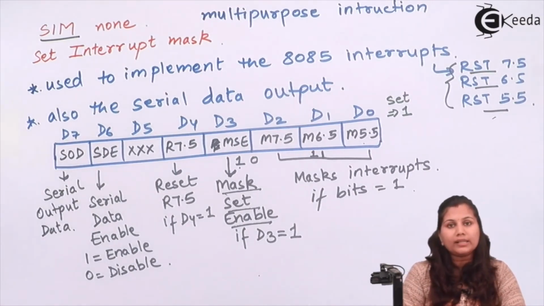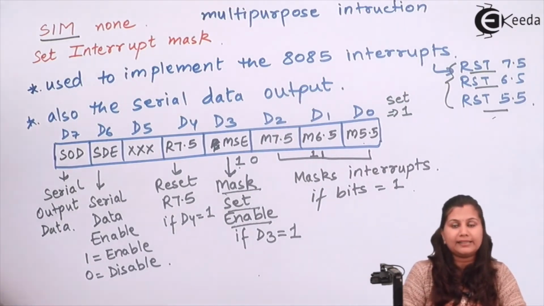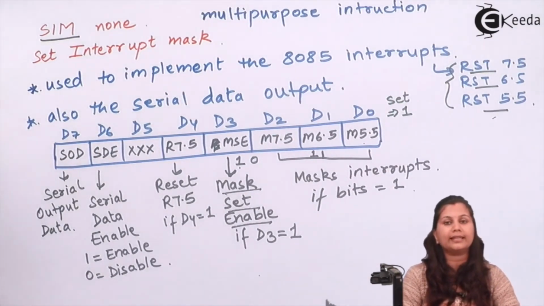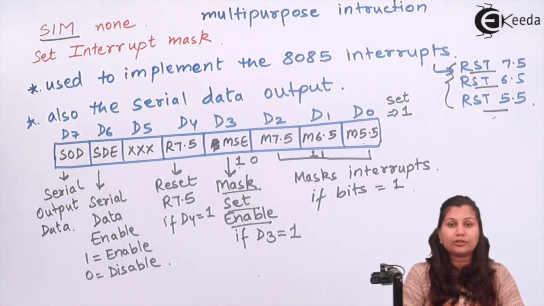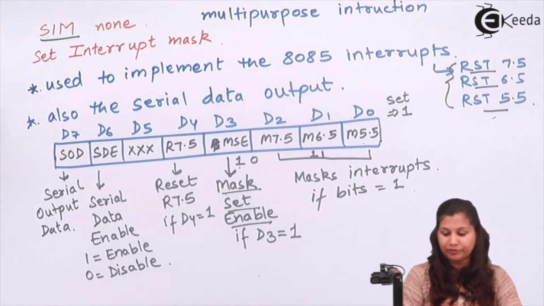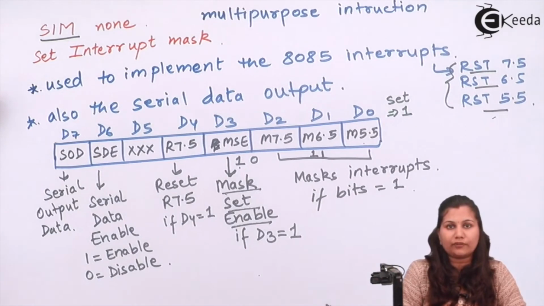So all the instructions in the instruction set of the 8085 we have studied here, and we have divided them into 5 categories: arithmetic instructions, logical instructions, data transfer instructions, control instructions, and branching instructions. So we have studied all the instructions of the 8085, and I hope that you have understood all the instructions very well. Thank you.